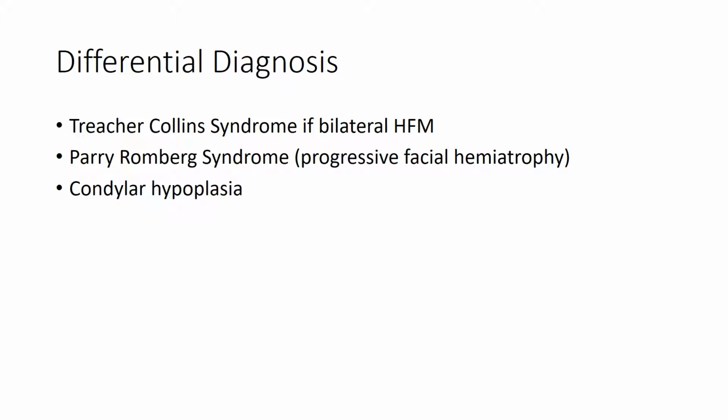The imaging differential diagnosis includes Treacher-Collins syndrome, Perry-Romberg syndrome, also known as progressive facial hemiatrophy, and condylar hypoplasia. Treacher-Collins syndrome is bilateral and very symmetric, which differentiates it from even the bilateral cases of hemifacial microsomia, which are not perfectly symmetric. In addition, the most prominent deformity in Treacher-Collins syndrome is hypoplastic zygomas, often with absent arches.